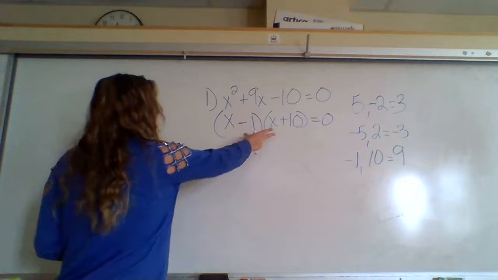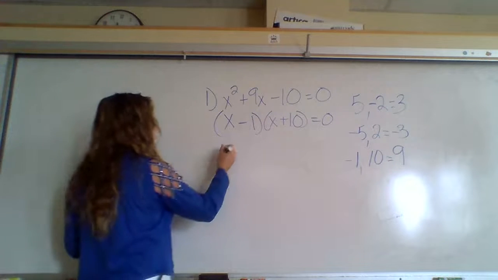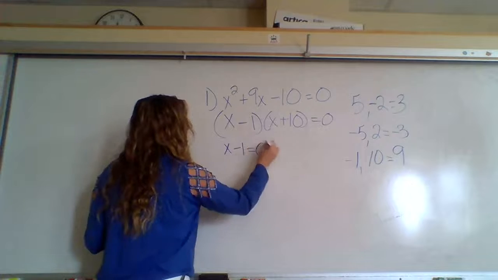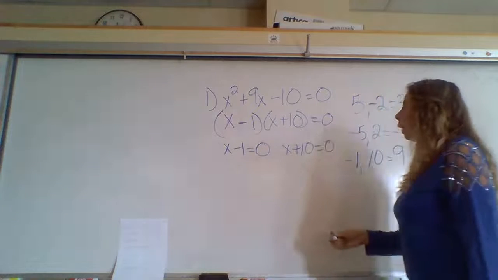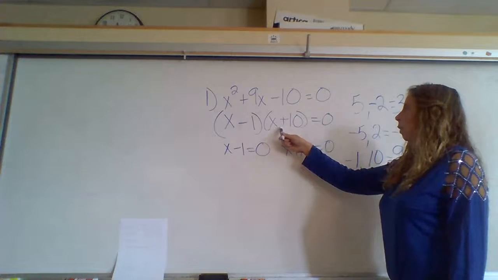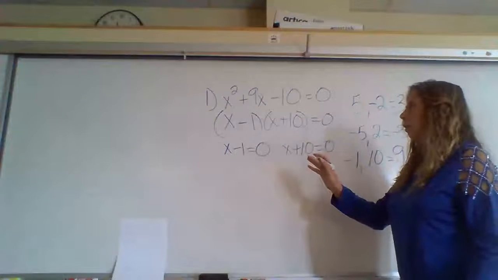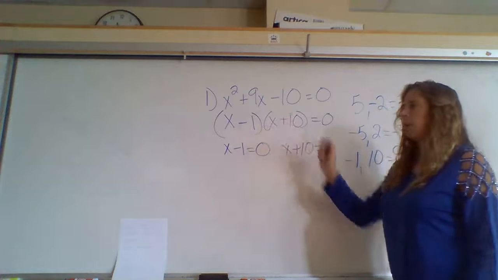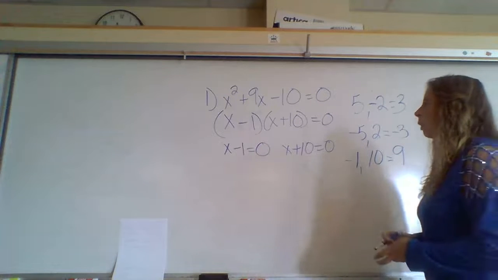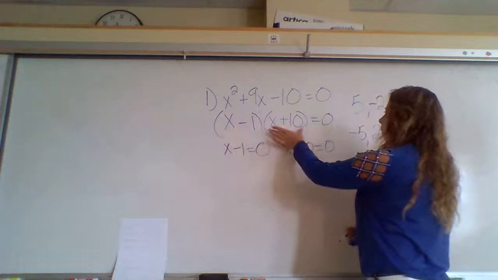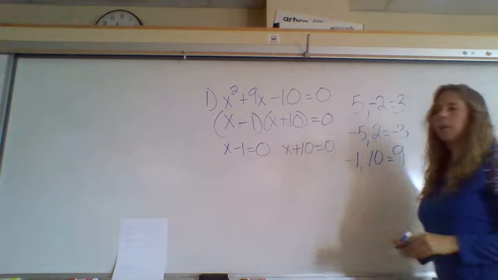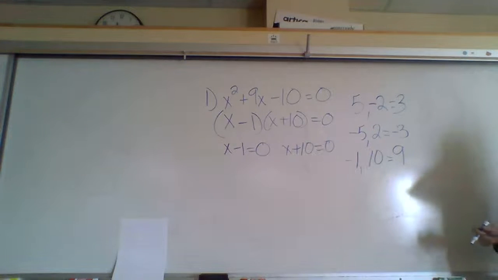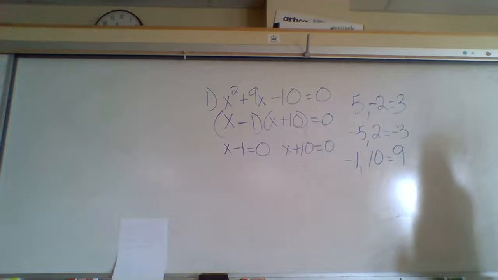So once you have two factors, what you can do is put them equal to 0. So x minus 1 equals 0 and x plus 10 equals 0. Because if this is 0, 0 times x minus 1 is 0. If this is 0, 0 times this is 0, right? 0 times anything is just 0. So as long as one of these is equal to 0, then the whole thing will be equal to 0, okay? Which is what we're trying to find out. So go ahead and solve for x. And what are your two answers?